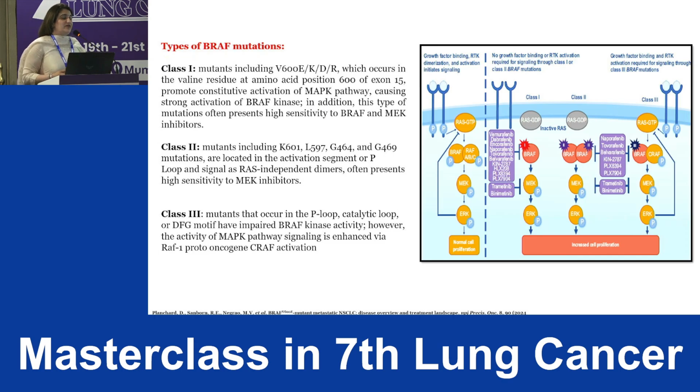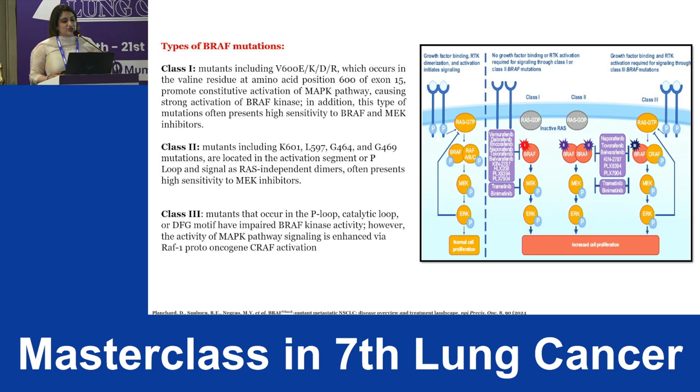However, the buck doesn't stop with BRAF V600E. In fact, BRAF mutations are classified into 3 types. You've got class 1, class 2, class 3. Class 1 mutations are essentially where you see a BRAF V600E, K, D, R, which occurs in the valine residue at amino acid position 600 of exon 15. And what this does is it promotes activation of the MAP kinase pathway, which in turn leads to the strong activation of BRAF kinase. So it actually has sensitivity to a BRAF and a MEK inhibitor, both of them combined. And this is what we generally tend to see.